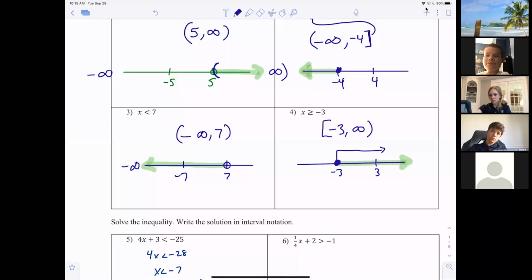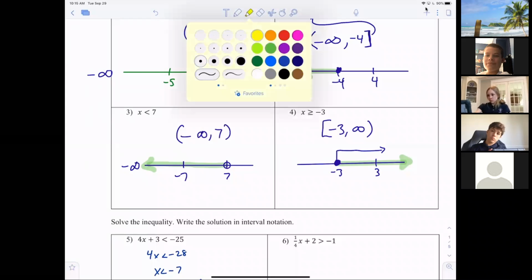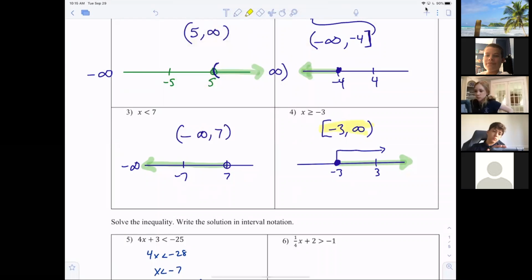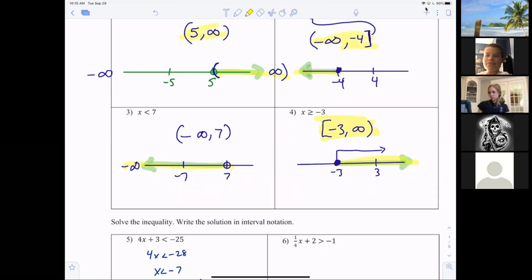I'm kind of confused. Are we drawing the number line? No, we're not drawing the number line. I'm simply showing you what we did. What I'm trying to get people to realize is that this right here is the shorthand notation of the number line. Negative infinity to 7, 5 to infinity, negative infinity to negative 4. That's what all that is describing. It's just describing the number line. When you get to advanced math, we don't use number lines anymore.